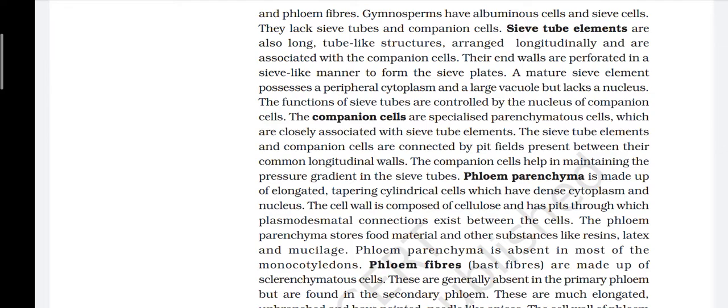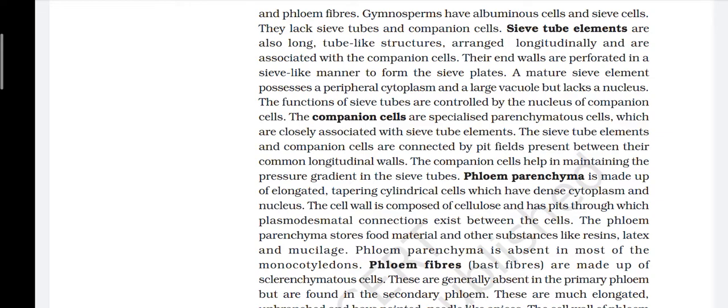Phloem parenchyma is made up of elongated, tapering cylindrical cells which have dense cytoplasm and a nucleus. The cell wall is composed of cellulose and has pits through which plasmodesmatal connections exist between the cells. The phloem parenchyma stores food material and other substances like resins, latex and mucilage. Phloem parenchyma is absent in most of the monocotyledons.